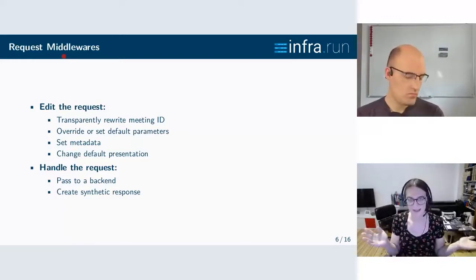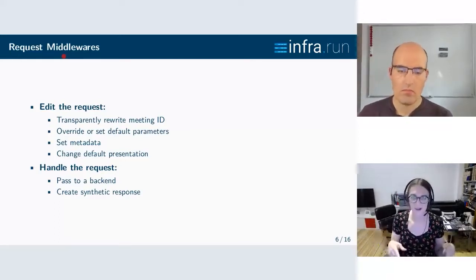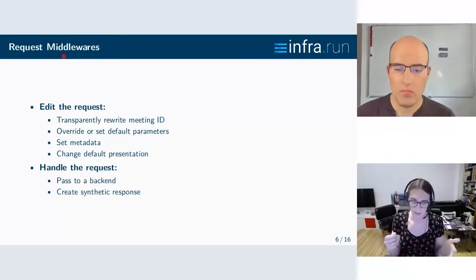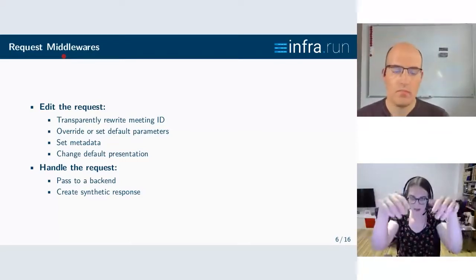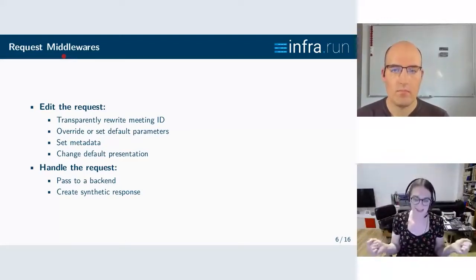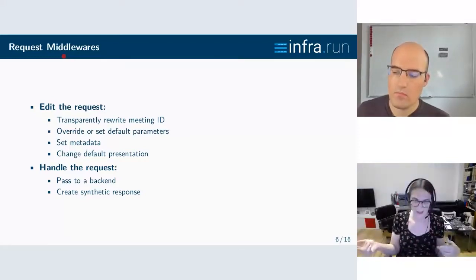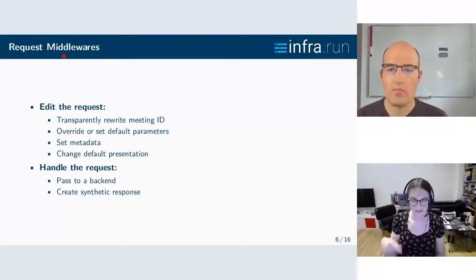Also things like uploading or setting default presentations and so on is also handled in one middleware. So it's basically the request comes in, goes through various middlewares, and at the end it hits some request handling middleware where actually, well, either a BigBlueButton backend is invoked. So we pass the request then to the routing middleware chain, get the selected backend back, or, well, in some cases, we need to create synthetic responses.